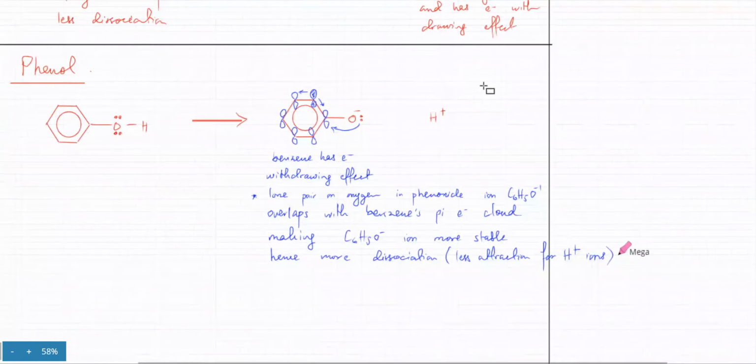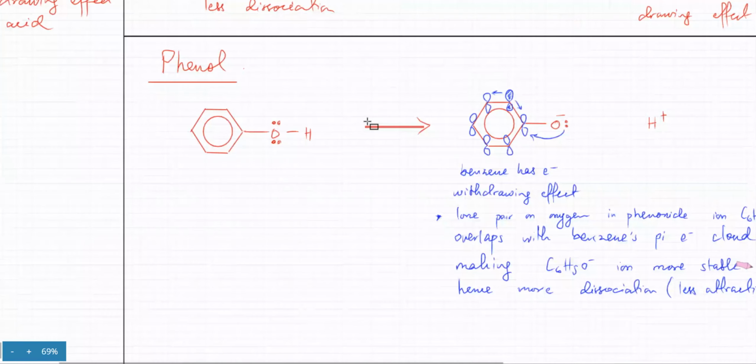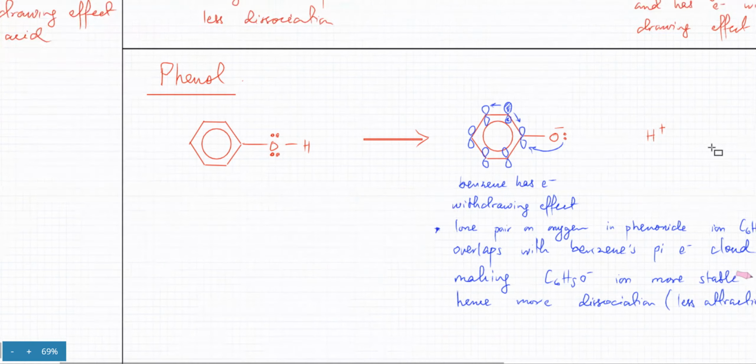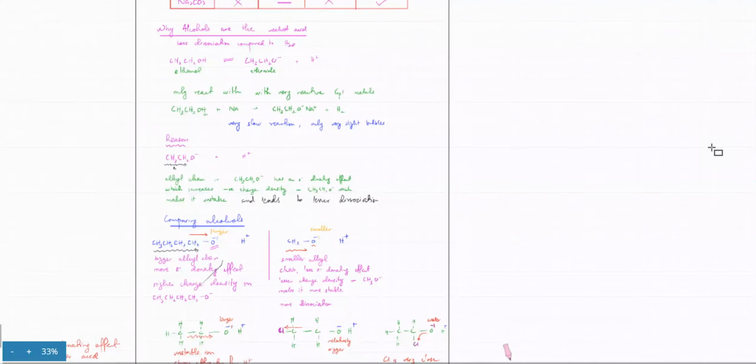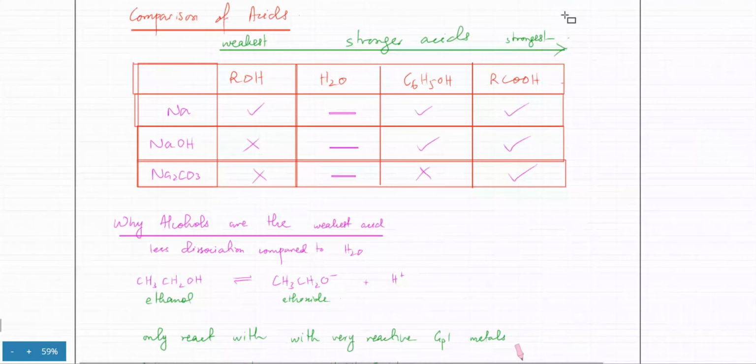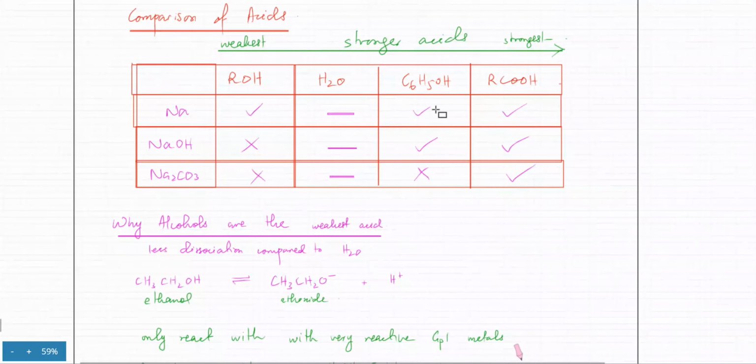Okay, so when you introduce a benzene electron cloud next to OH, the electron withdrawing effect makes the negative charge over here much lesser. Its charge density is lesser, and the H plus 1 is no longer that strongly attracted to it compared to alcohols. So according to our table that we drew earlier, phenols have a lot more acidic reactions compared to alcohols.